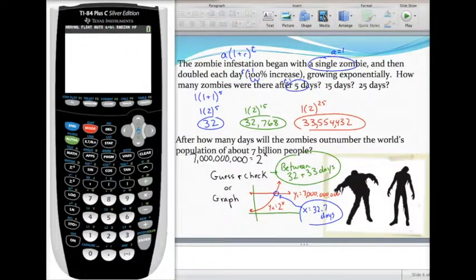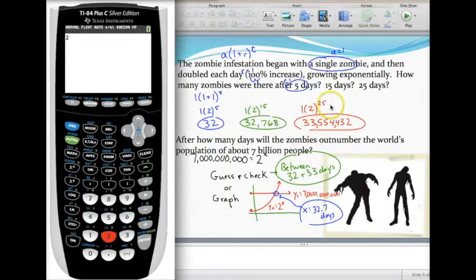So we've just figured out there are two ways we can go about answering the second part of this question. One method is to guess and check. And so here's the problem that we were working with. 7 billion is what we want to figure out as our population, and the model we're using is just 2 to the x, or 1 times 2 to the x. So it's as simple as using guess and check.